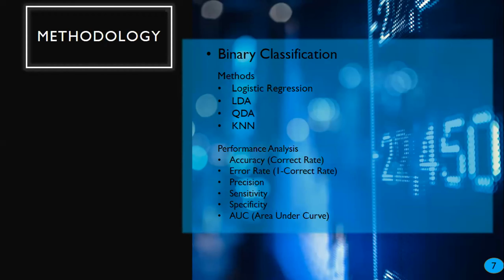I used binary classification methods: logistic regression, LDA, QDA, and KNN, and I did some performance analysis with accuracy, error rate, precision, sensitivity, specificity, and mainly area under the curve, AUC, that is the area under the ROC curve.